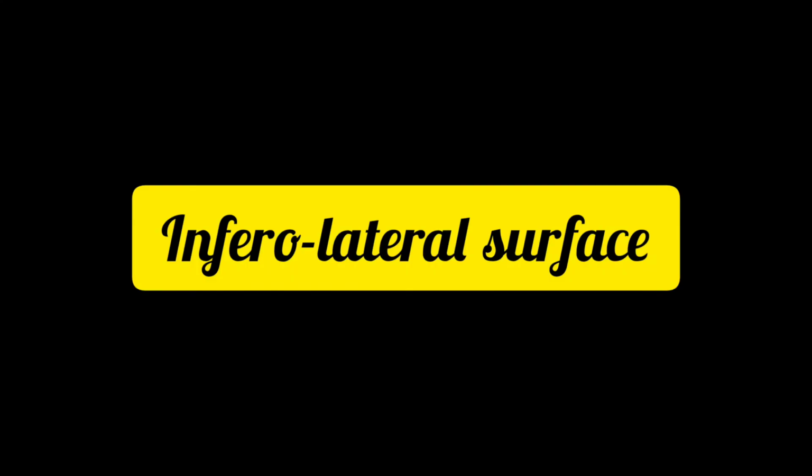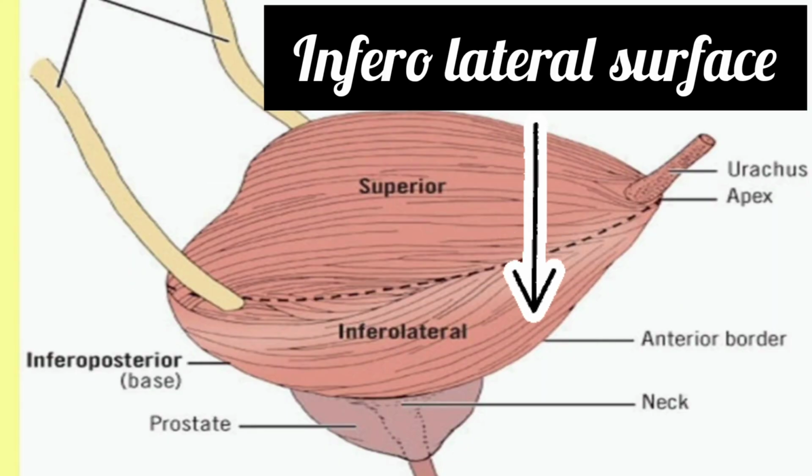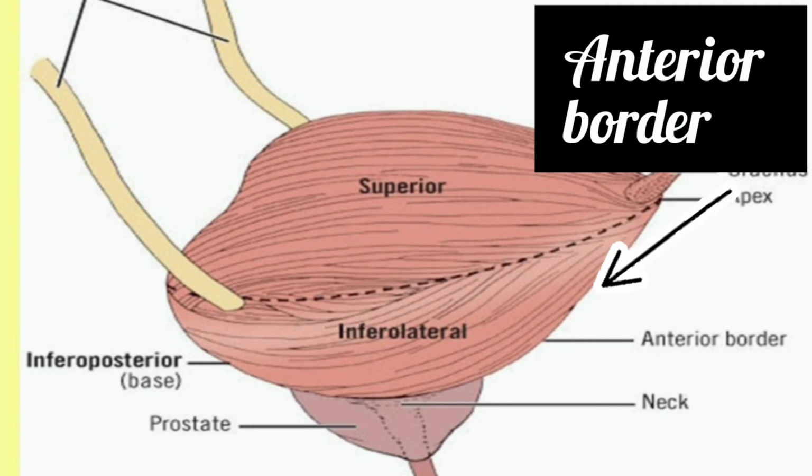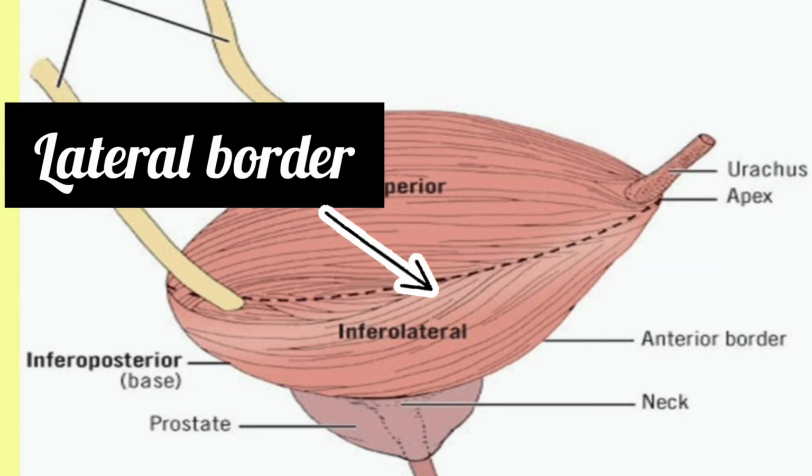Next is the infralateral surface. The infralateral surface is not covered by peritoneum. The two infralateral surfaces are separated by means of the anterior border, and each is separated from the superior surface by means of the lateral border.